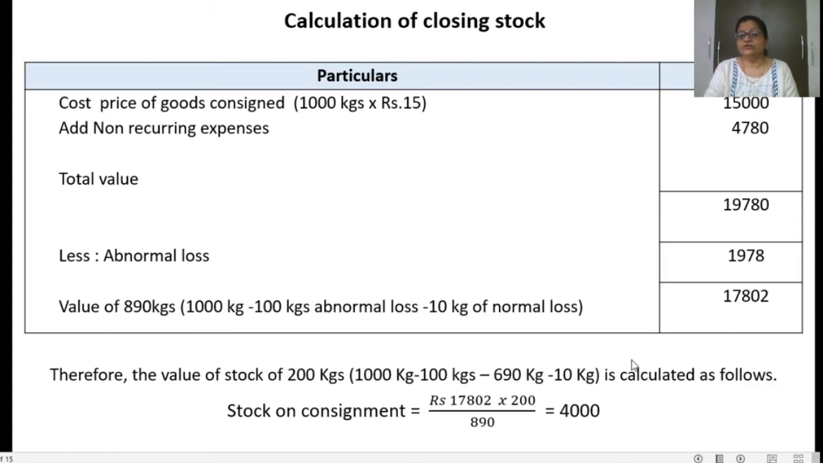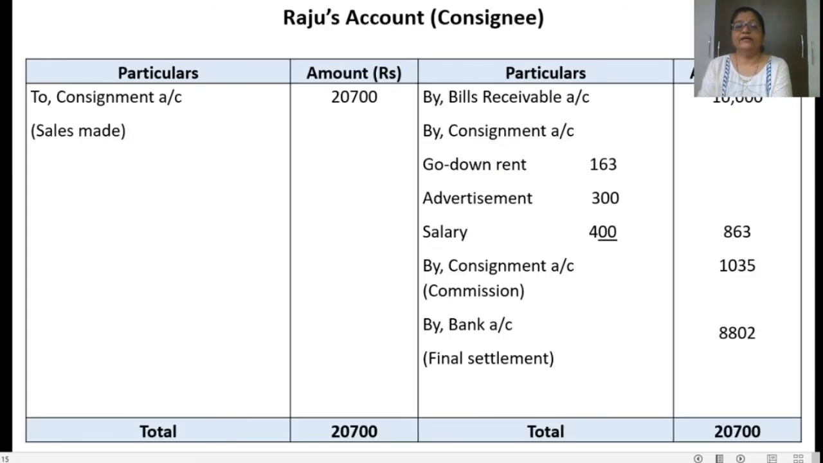Now you have to take this total 17,802 into how many stock were there in the closing. So in closing stock you can see goods sent 1000, abnormal loss 100 kg deducted, 690 sales deducted, 10 kg normal loss deducted. Then in closing stock the remaining is 200, divided by the total 890 kg. So once you do this, the value of closing stock is 4,000 rupees.